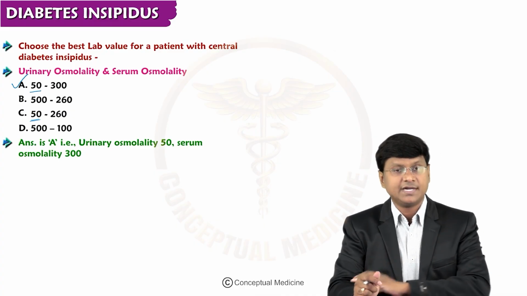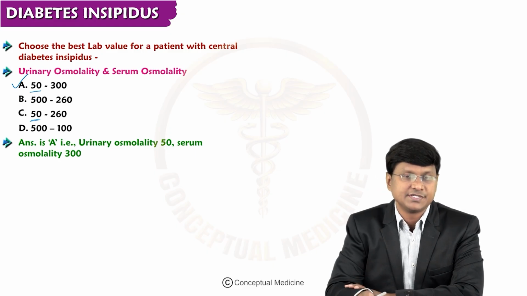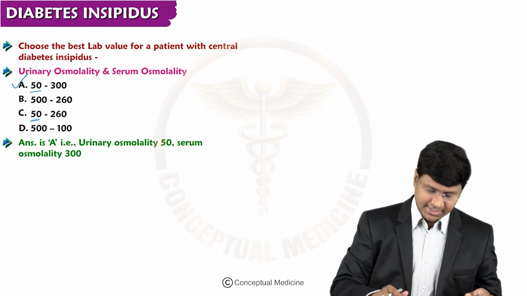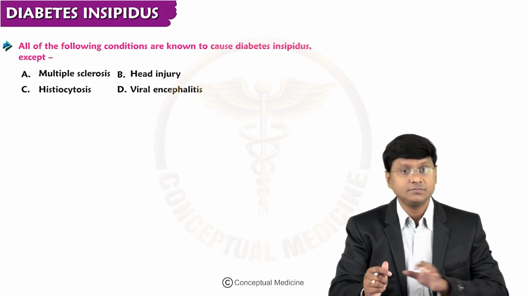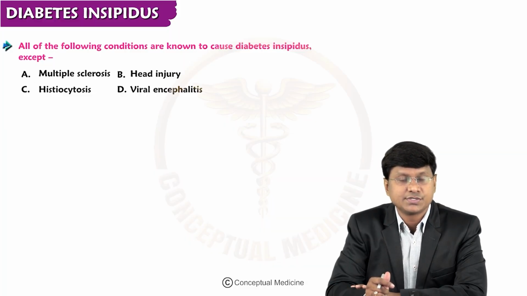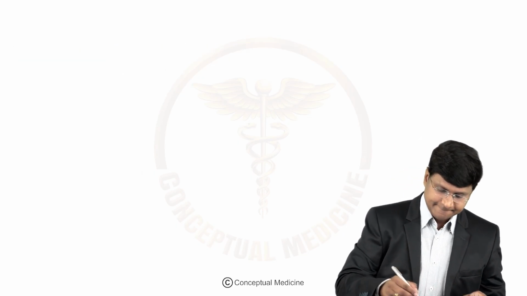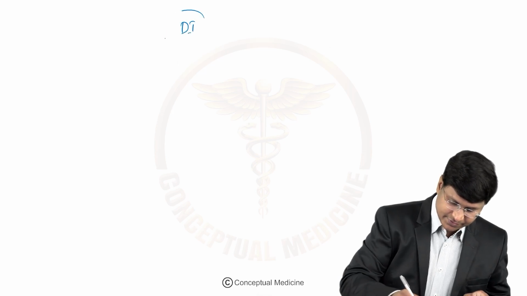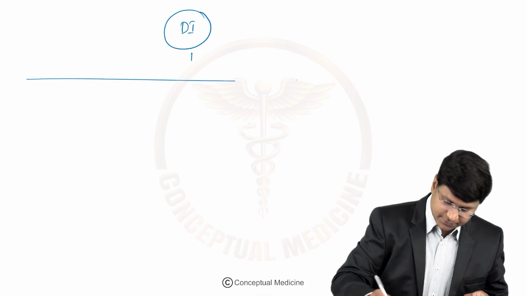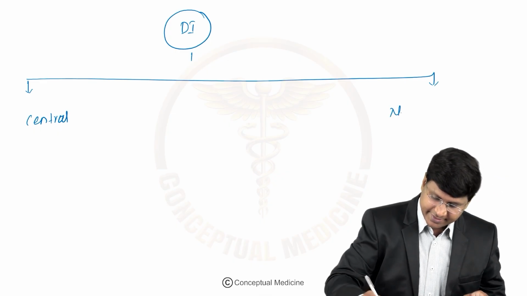Okay, now after having discussed the features of diabetes insipidus, let me discuss the etiology of diabetes insipidus. So I'll just show you a question. All of the following conditions are known to cause diabetes insipidus except: multiple sclerosis, head injury, histiocytosis, viral encephalitis. Now, from the etiology point of view, you should understand that diabetes insipidus is of two forms. One is central diabetes insipidus, and the other is nephrogenic diabetes insipidus.